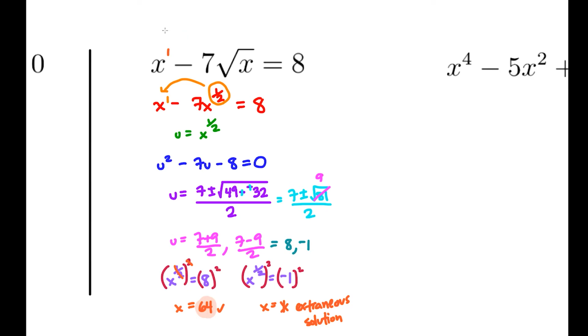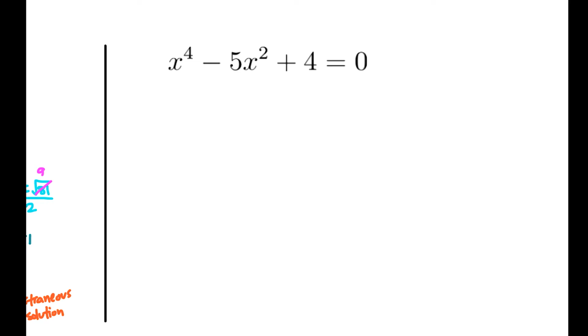Now, if you did the same thing with 64, we're gonna have 64 minus 7 times the square root of 64 is equal to 8. Now, if you actually broke this down, the square root would be 8. So it's gonna be 64 minus 56, which is 8. So that one actually does work, and it is our only solution for this problem. On to the next problem.